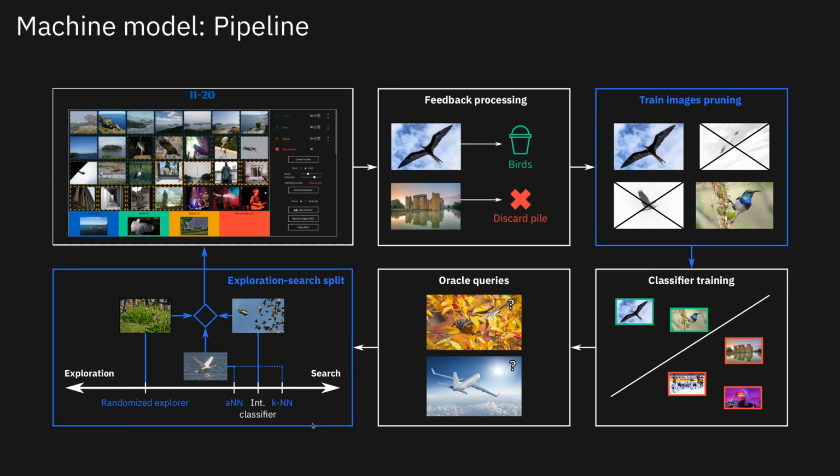Thus, II-20's model is able to cover the exploration search axis and dynamically slide alongside it, which, to the best of our knowledge, has been missing in the state-of-the-art in multimedia analytics so far.